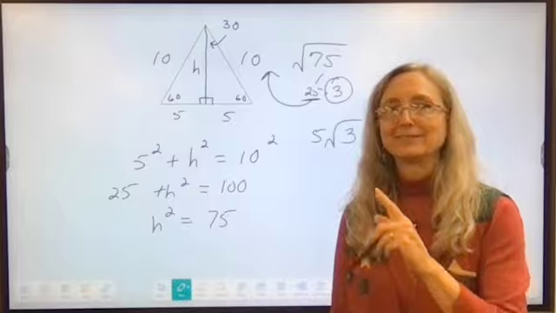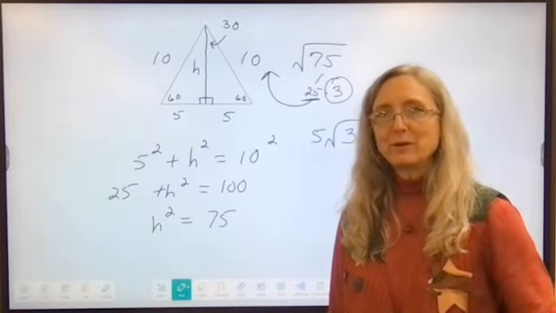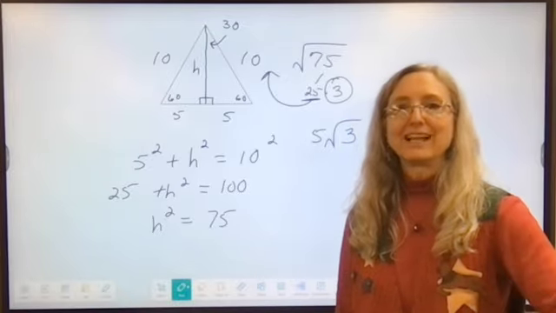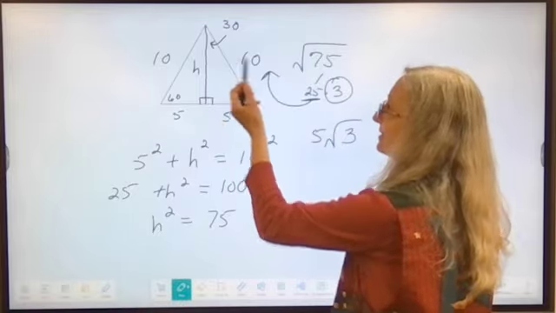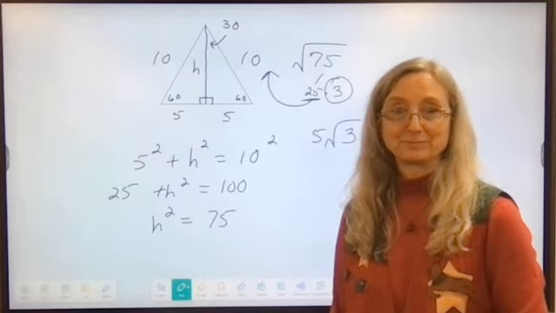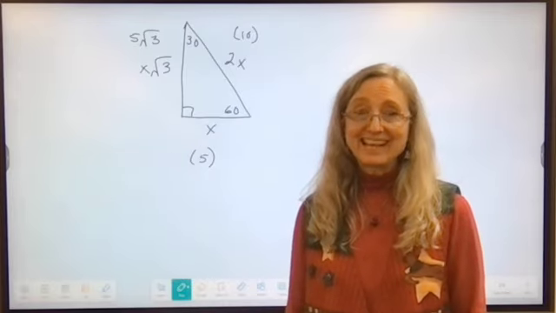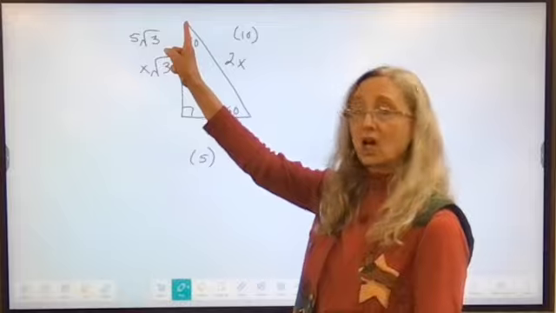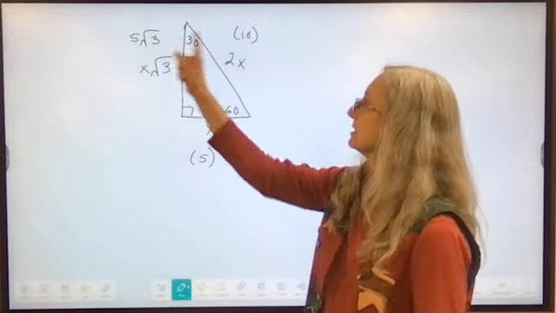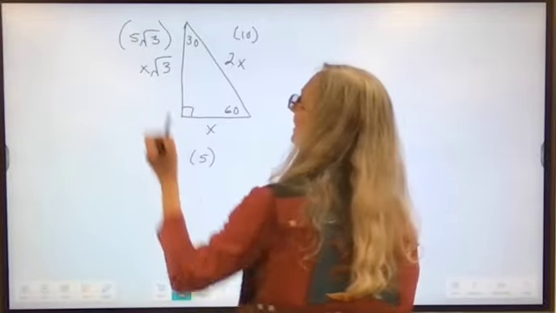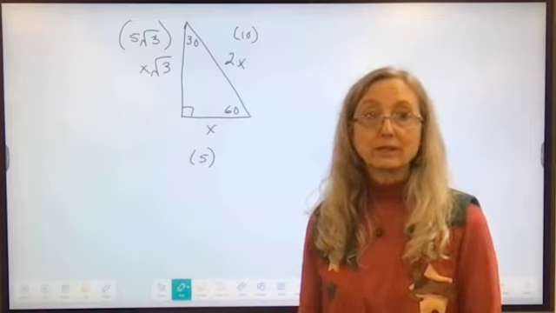That's why every 30, 60, 90 triangle has the following relationship between the legs and the hypotenuse. In a 30, 60, 90, we have a short leg, we have a long leg, and we have a hypotenuse. And I wrote in parentheses the numbers that we came up with last time when we used the Pythagorean theorem.